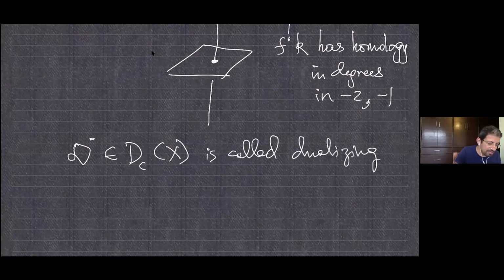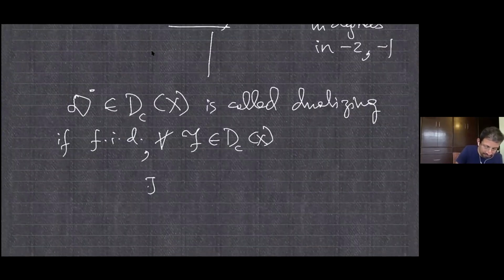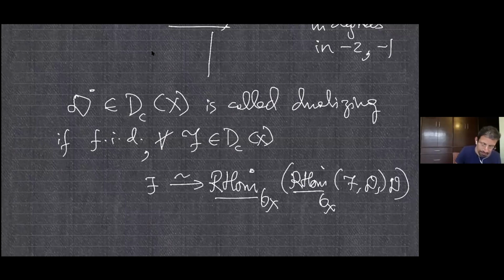It's called dualizing. There's one technical condition, that it has finite injective dimension. It's actually an important condition, but we'll not go over it. And for all F belonging to D_c(X), there's an auto-duality: F goes to RHom_{O_X}(F, D), and then again RHom_{O_X}(-, D), giving F^{DD}, and this is an isomorphism in the derived category.